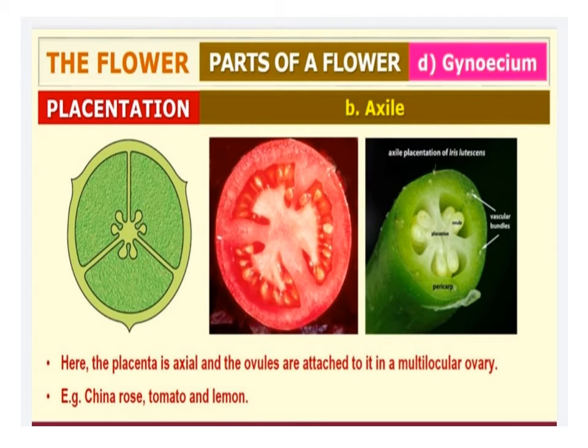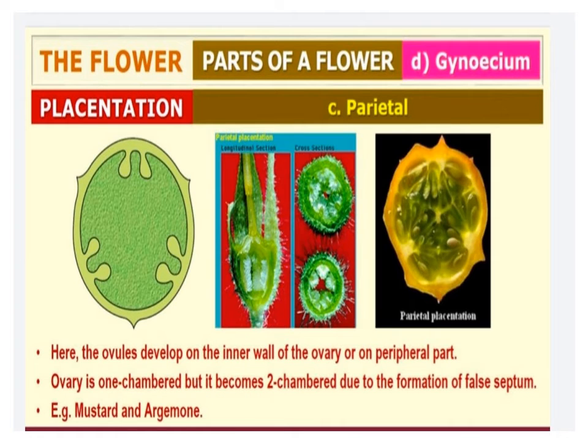Axile: the placenta is axile and the ovules are attached to it in a multilocular ovary, for example China rose, tomato, lemon. Parietal: the ovules develop on the inner wall of the ovary, which is one-chambered or becomes two-chambered due to the formation of a false septum, for example argemone and mustard.